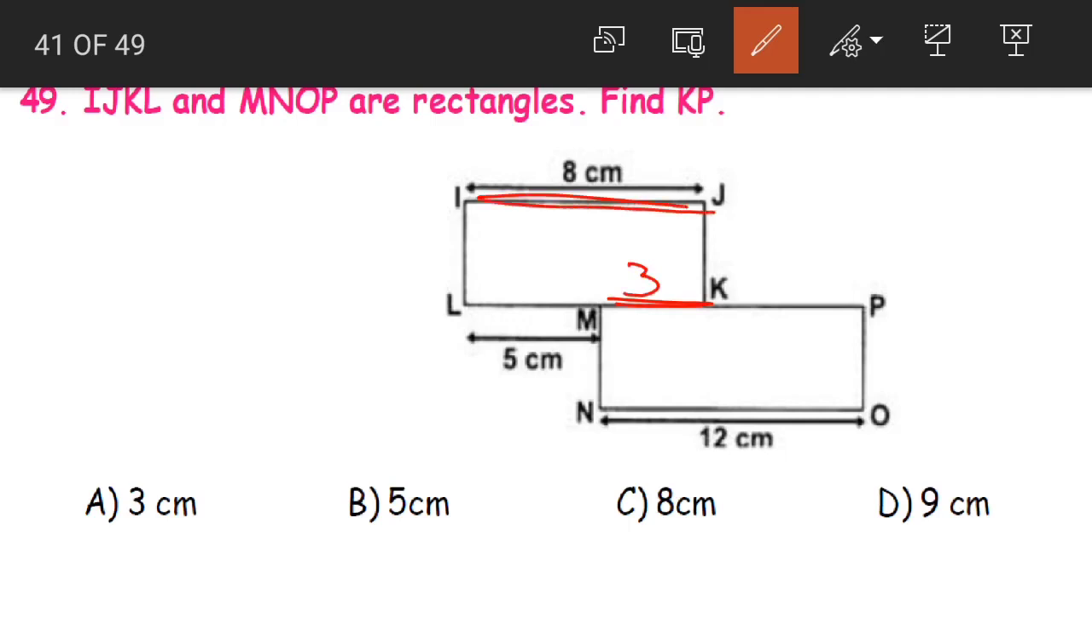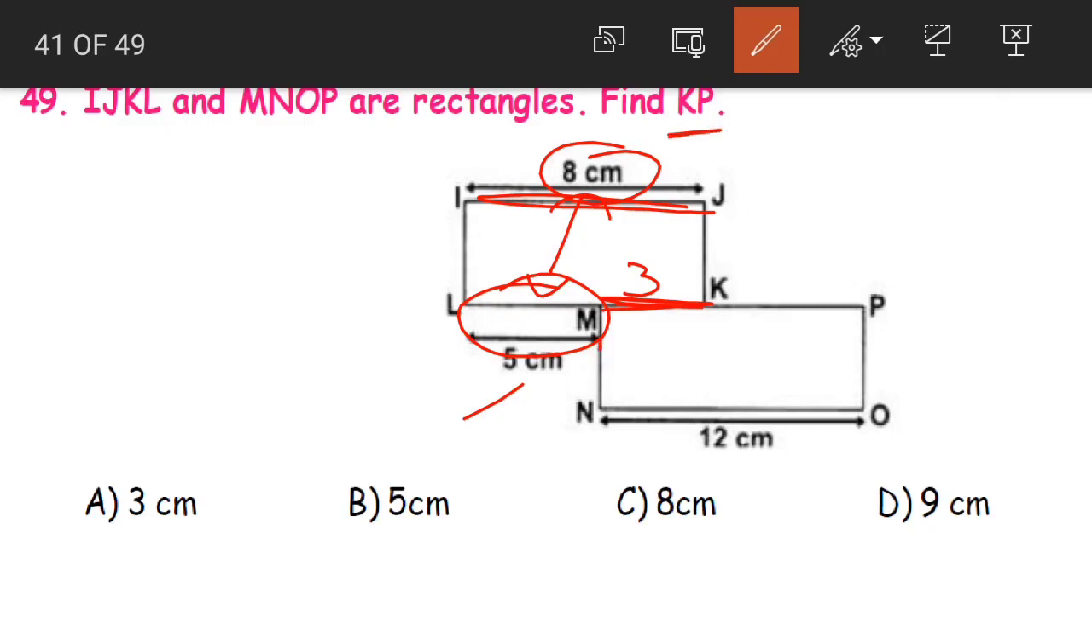Understood? The total is 8 centimeters, from which we know that this part is already 5. So when we subtract 5 from 8, we will be left with 3 centimeters. That is the length of MK. Now is this our final answer?